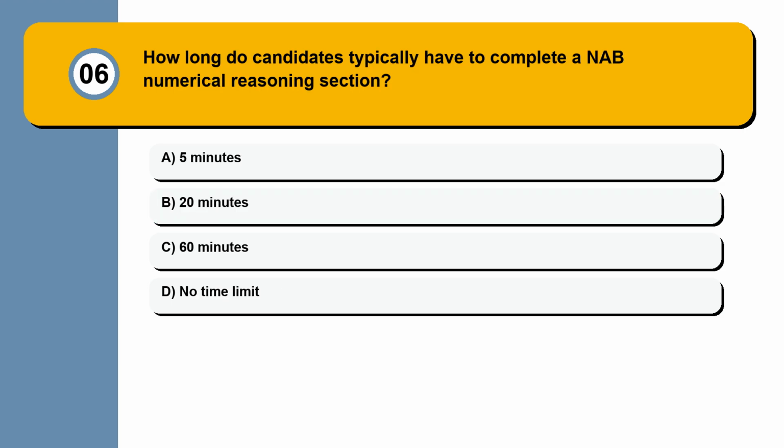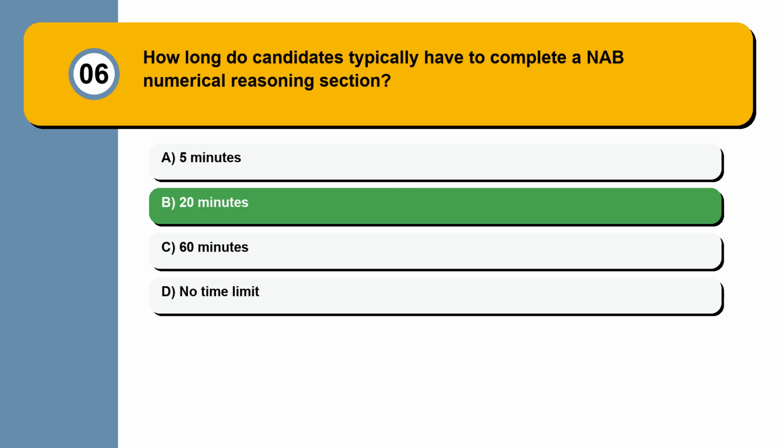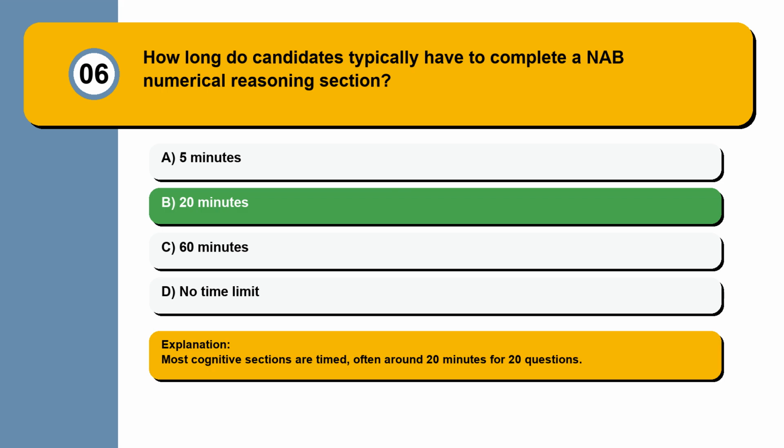Question 6. How long do candidates typically have to complete a NAB numerical reasoning section? 5 minutes, 20 minutes, 60 minutes, no time limit. Most cognitive sections are timed, often around 20 minutes for 20 questions.